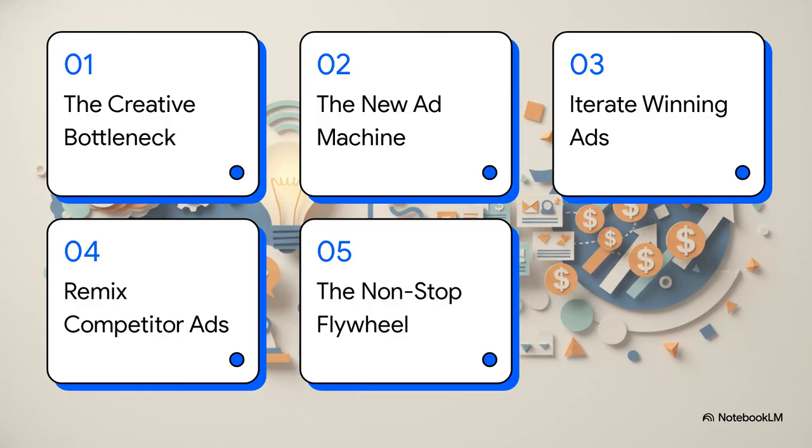Okay, so here's the game plan. First, we've got to talk about the problem every single marketer faces, the dreaded creative bottleneck. Then we'll introduce the solution, this new ad machine. After that, we'll dive into two super powerful tactics, iterating on your own winning ads and remixing your competitors' templates. And finally, we'll tie it all together to show you how this becomes a non-stop growth flywheel.